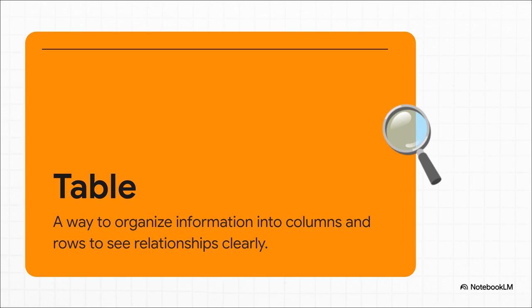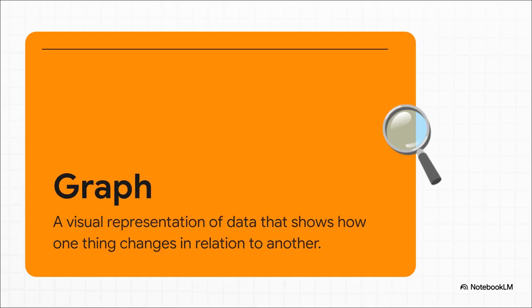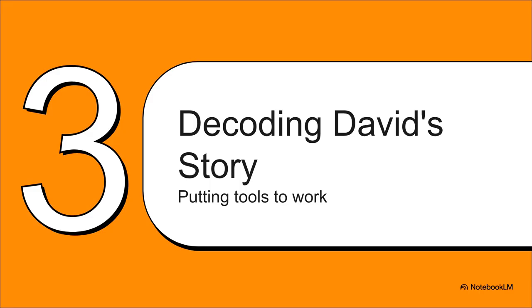Let's just quickly define what each one does. First up, the table. Its whole job is just to get our information organized into nice, clean columns and rows so we can see the relationships without any clutter. Next, the equation. Now this is the good stuff. It's the core logic of the pattern. It's like a simple sentence that describes the rule perfectly. And finally, the graph. This is where we turn the numbers into a picture. It lets us see the pattern in an instant. It's so intuitive. All right, we've got our story, we've got our tools. Let's put them to work and decode the pattern in David's stone gathering.